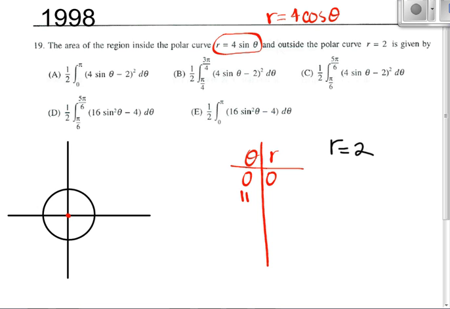Okay, what about pi over 2? What's the radius? What's r? What's the sine of pi over 2? 1. So this is 4. Yep. So this is 2, so I'm going to go up to 4. Does anybody know what this is? It's a circle. What if we do pi? So I'm going to rotate pi, and I'm not going to move from the origin, so I'm back here. And so this is a circle.